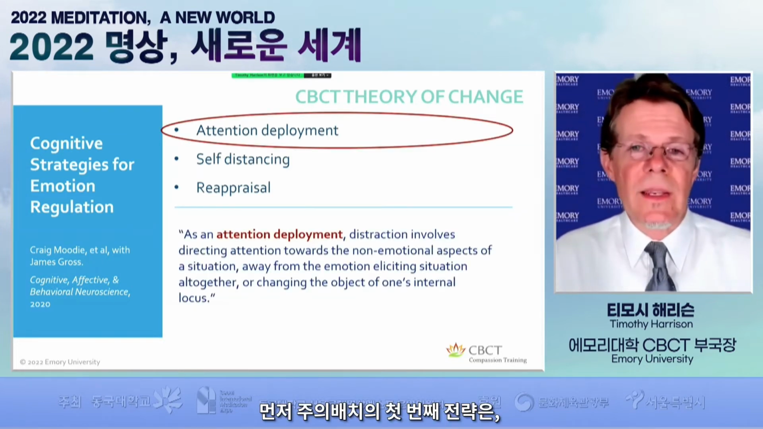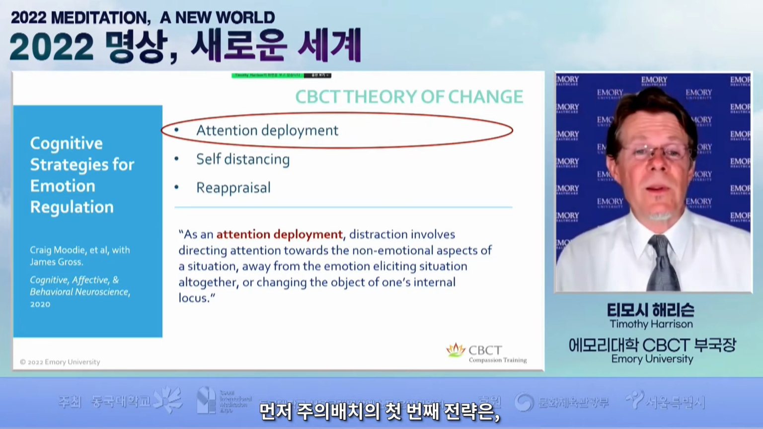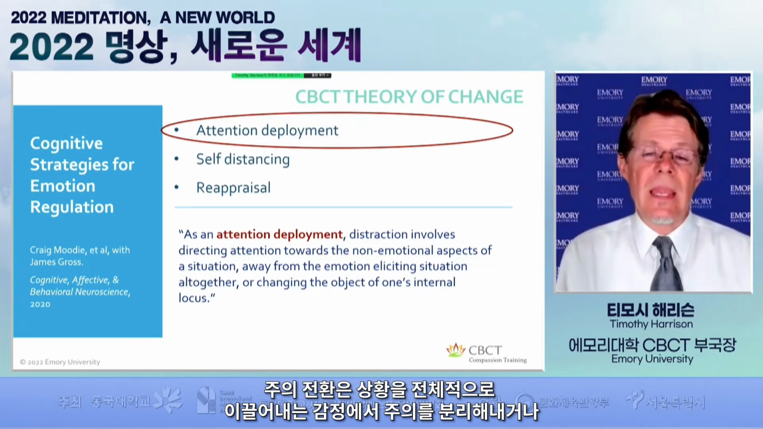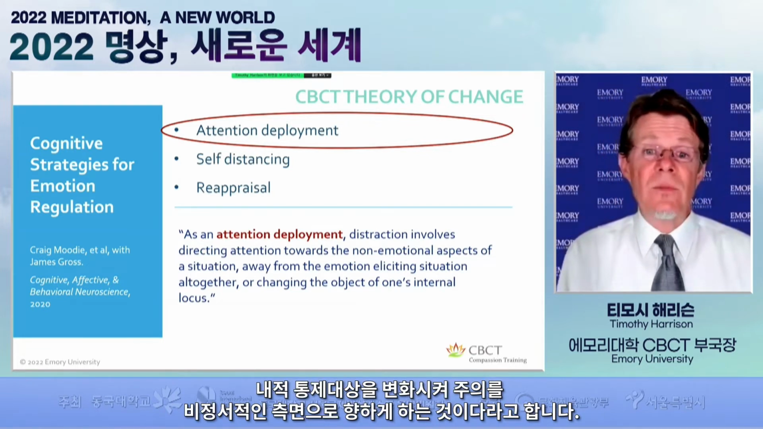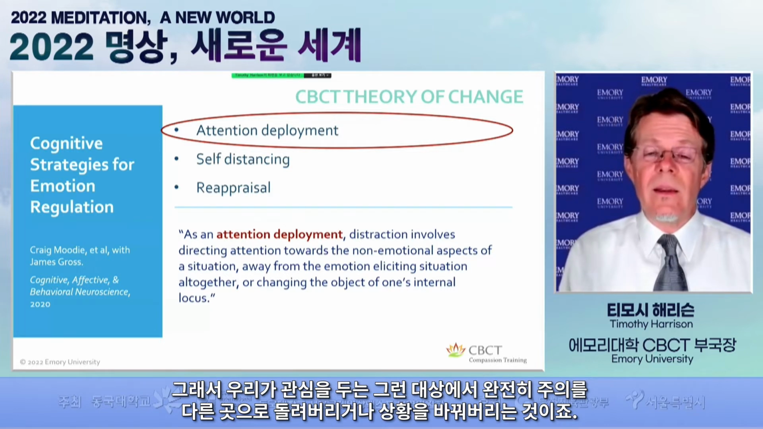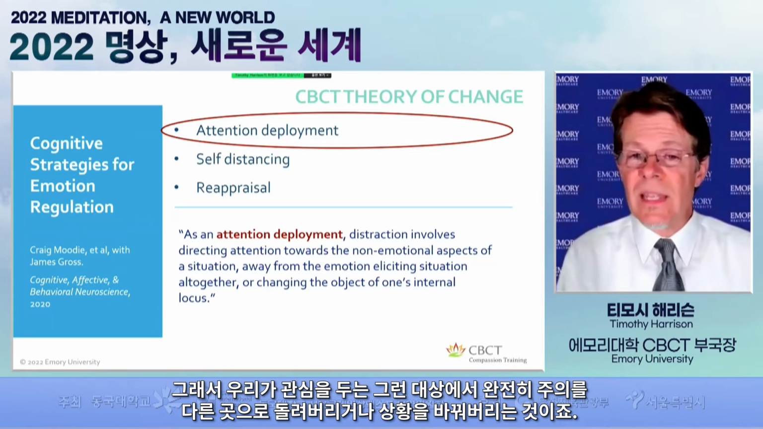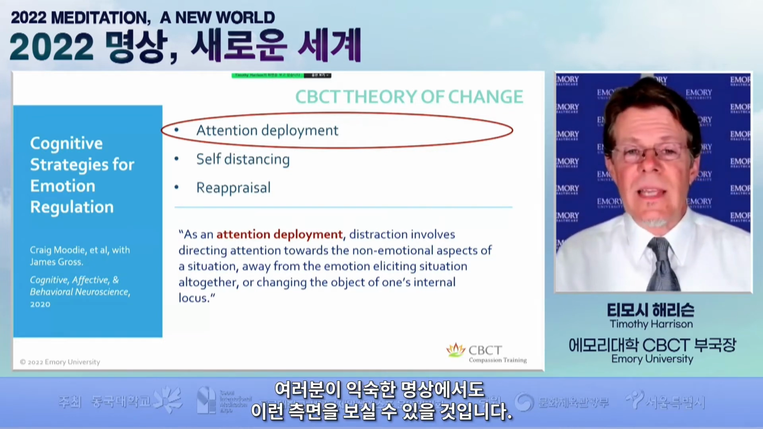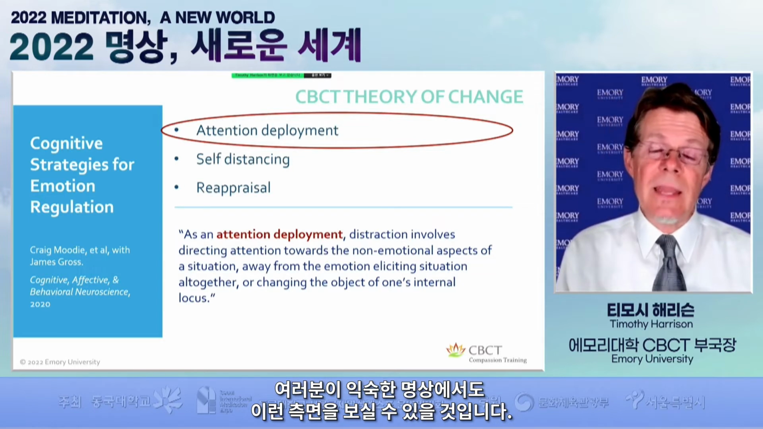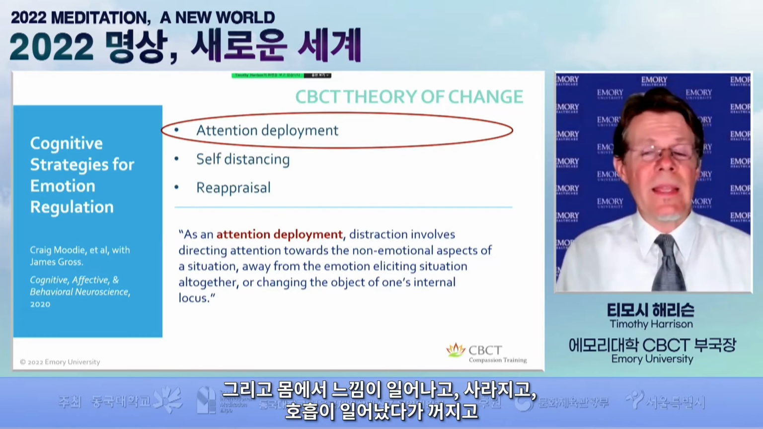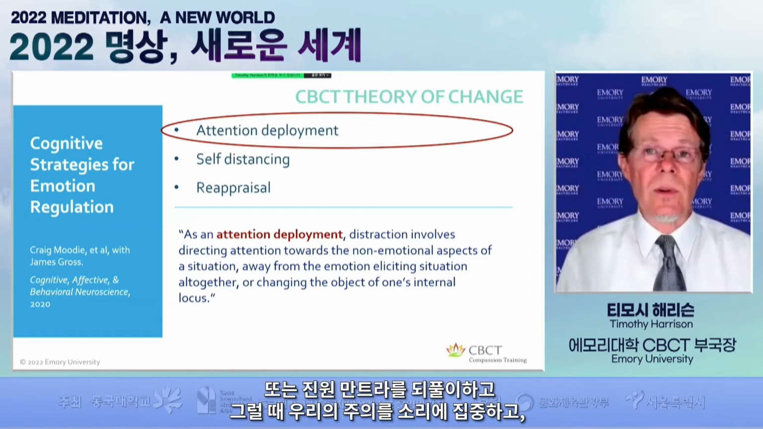So the first type of emotion regulation, hopefully this will start to make sense. The first strategy for emotion regulation is attention deployment. And this is a quote here from the Craig Moody, James Gross article: "As an attention deployment, distraction involves directing attention toward the non-emotional aspects of a situation, away from the emotion eliciting situation altogether, or changing the object of one's internal locus." I'll go ahead and say it because I think many of us here are probably familiar with types of meditation that do exactly this. If you have ever meditated on feelings of your breath in the nostril or in the belly, or the rise and fall of the belly, feelings in the body of any sort, or sound.